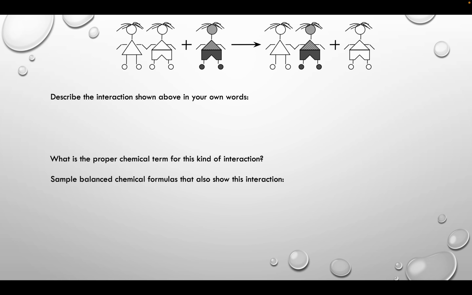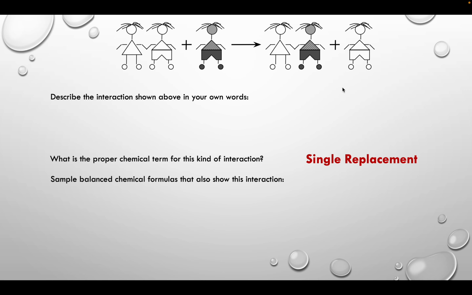Okay. What about this situation? Looks like I've got a couple up here and a single guy. And then after some time, whoa, I've got a couple, but it's not the same couple. And I've got a single guy, but it's not the same single guy. So how would you describe this if it happened to one of your friends? Like if you had a friend who was in a relationship and then along came a single person and then, ooh. Well, chemists have a name for this.